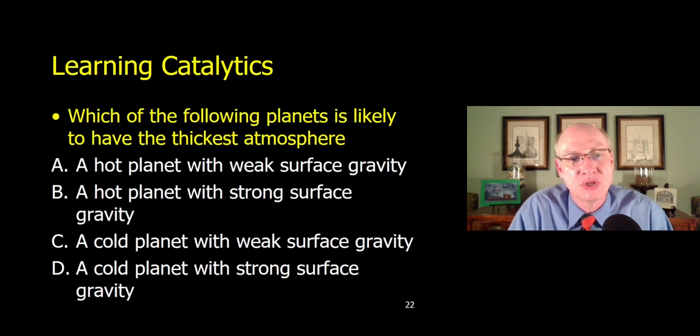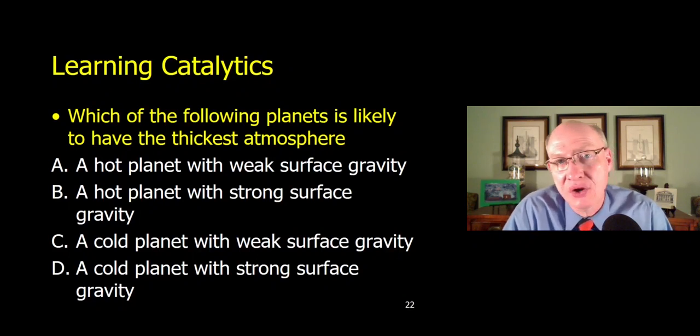Okay, let's see what you thought on this one. I would argue from what we just learned that a cold planet with strong surface gravity is likely to have the thickest atmosphere. That strong surface gravity is going to hold onto an atmosphere, and a cold planet means that the molecules are moving more slowly and they are less likely to escape.